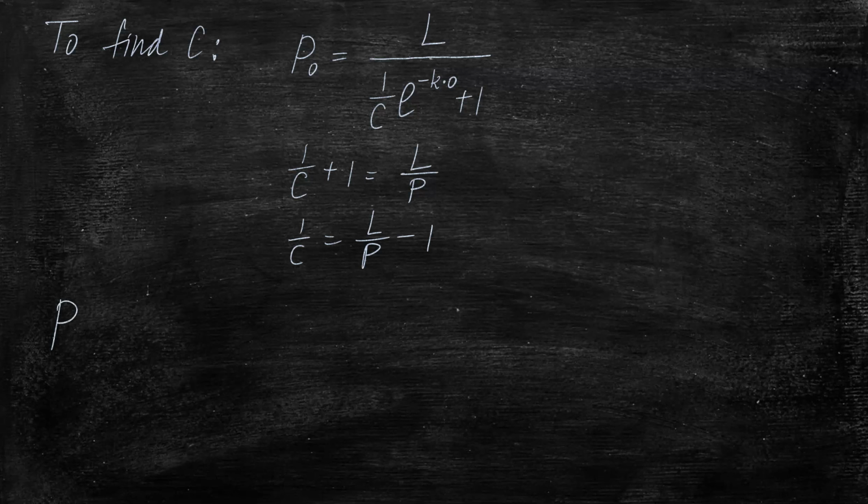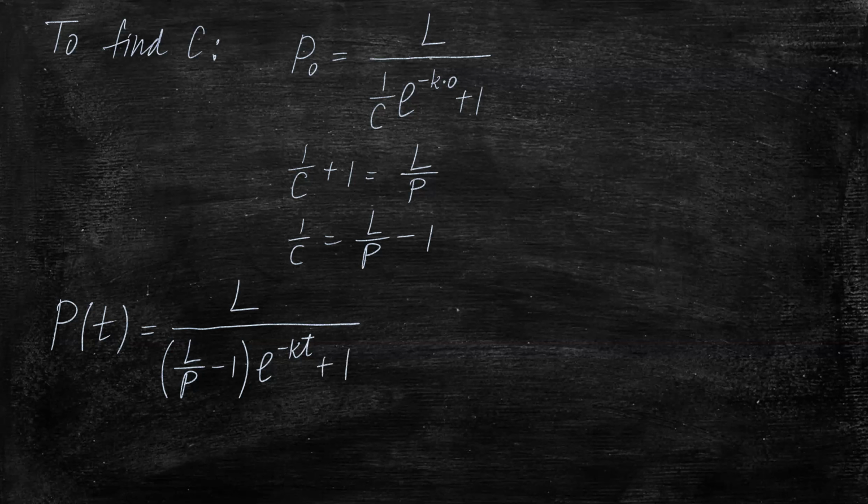We have a function P of t, in which we have L in the numerator. In the denominator, we have 1 over C, but we can express it like this, times e to the power negative kt, and we also have plus 1. So one last thing I'm going to do here is get rid of the fraction within a fraction, so I'm going to multiply everything by P0, and this should be P0 right here, otherwise it makes no sense.